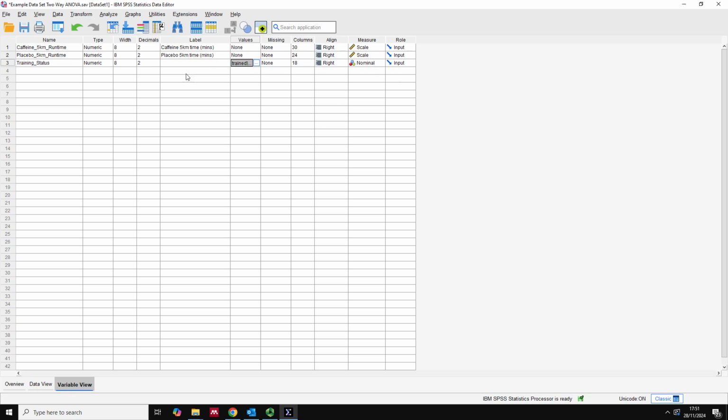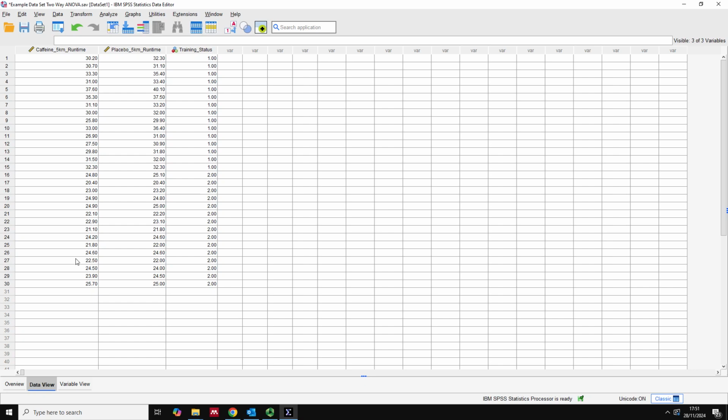I just want to double check that everything else is okay. So do I have the right number of decimal places for my data? Are the measure types appropriate? In this case, running time, 5-kilometre time trial performance. The unit of measurement is time in minutes, so that is scale data, so that's appropriate there. Separating groups of people based on training status would be a nominal category, so that's set as nominal. Okay, and then our data is pretty much good to go then.